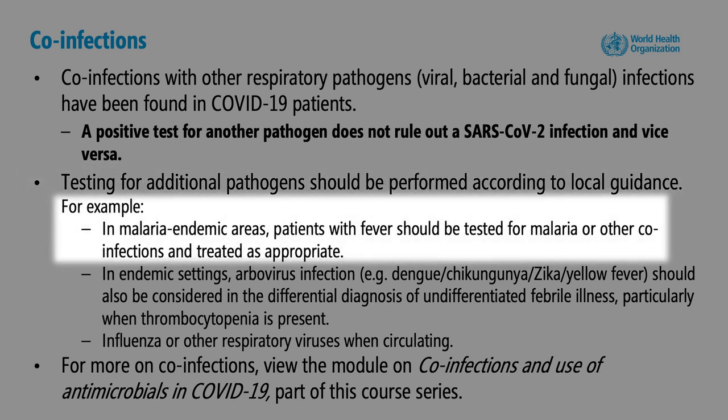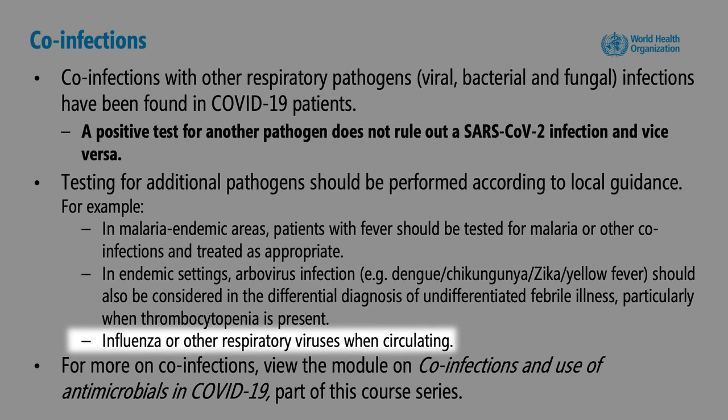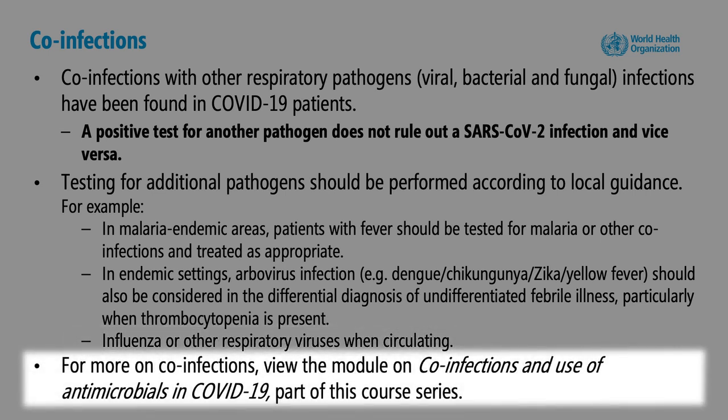For example, in malaria endemic areas, patients with fever should be tested for malaria or other co-infections and treated as appropriate. In endemic settings, arbovirus infections such as dengue, chikungunya, Zika, and yellow fever should also be considered in the differential diagnosis of undifferentiated febrile illness, particularly when thrombocytopenia is present. Similarly, influenza or other respiratory viruses should also be considered in the differential if the season is appropriate. For more on co-infections, view the module on co-infections and use of antimicrobials in COVID-19, part of this course series.